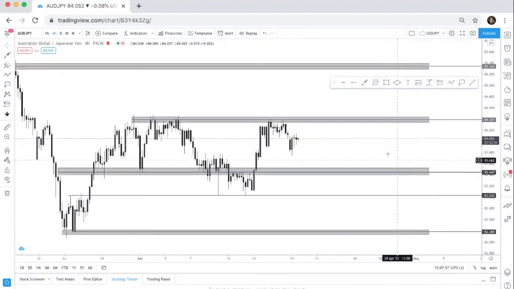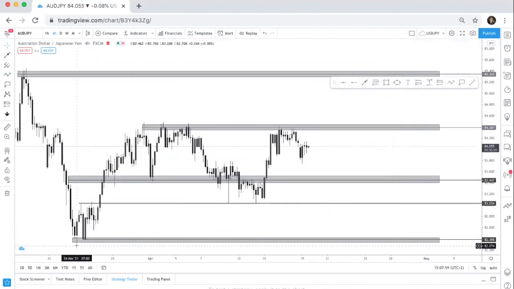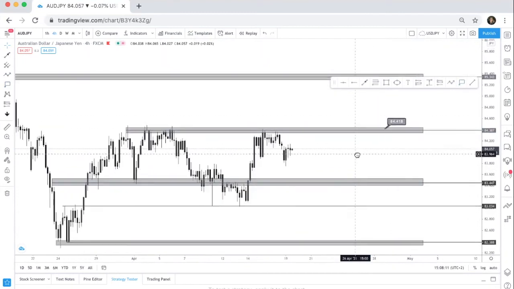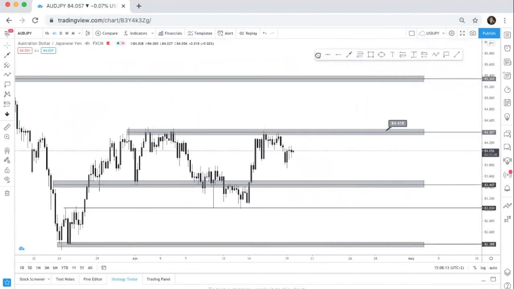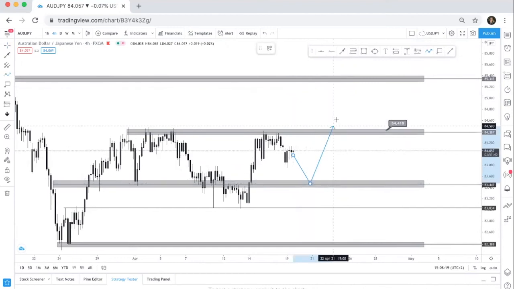AUDJPY, on this market, we are in some sort of bullish uptrend on the bigger time frame. Right now, we are seeing some sort of resistance at this level, 84,400, 420. My anticipation for this is if we can continue back down here, retest this area before continuing up, retest and then continue up to there.